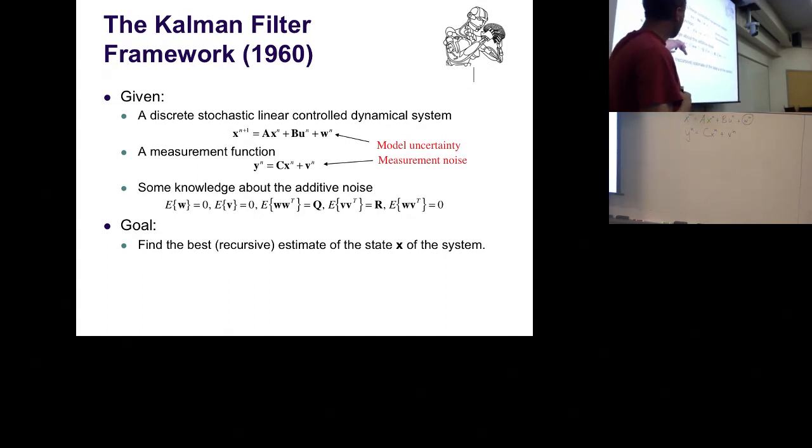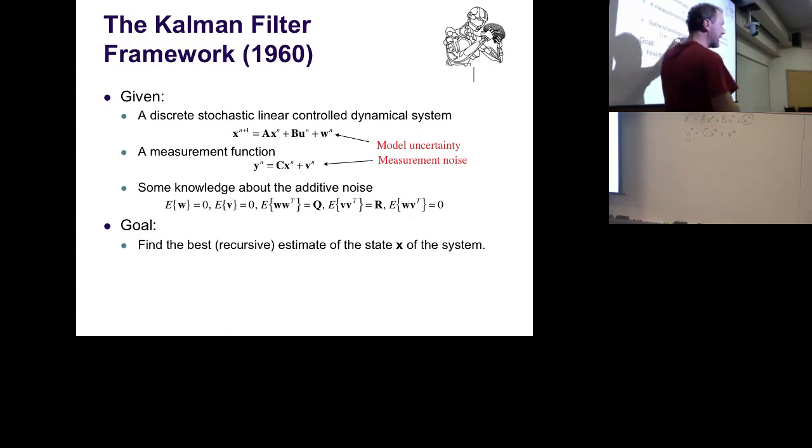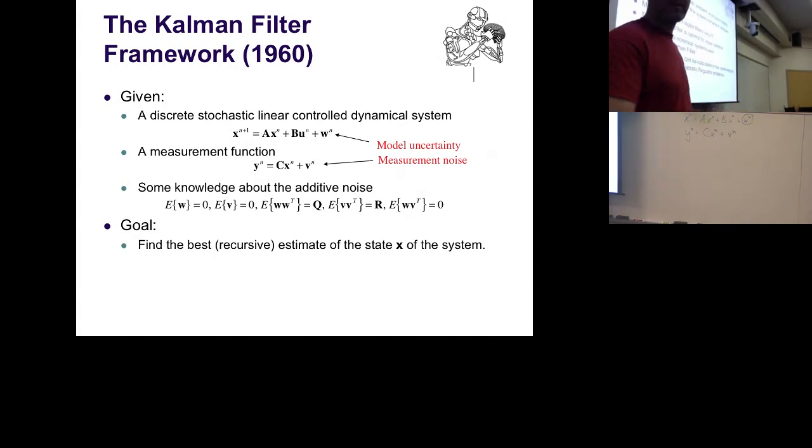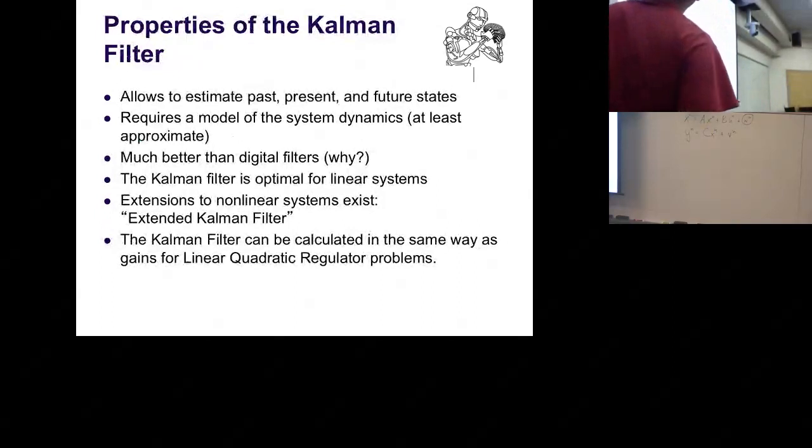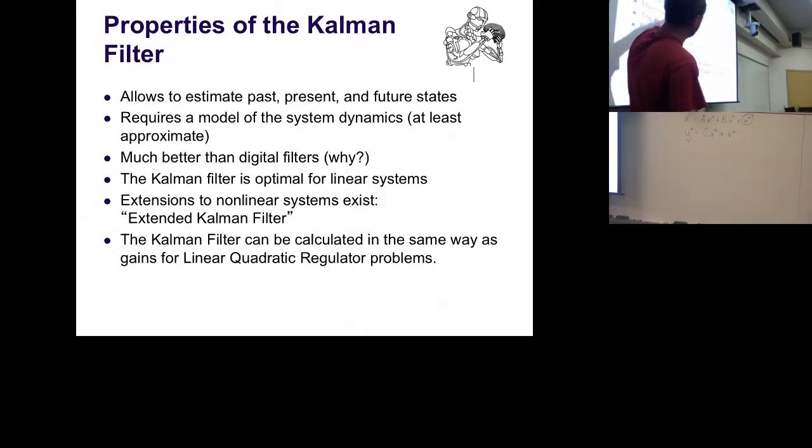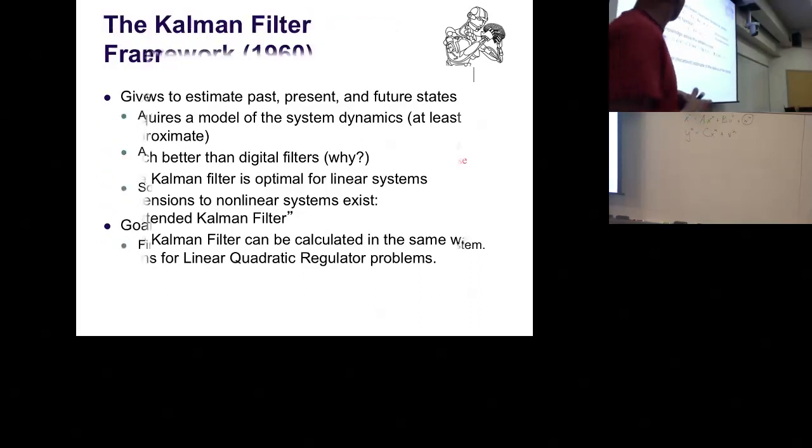Some derivations make actually assumptions about what kind of noise you have here, whether it's Gaussian noise or non-Gaussian noise, for instance. I think in the basic derivation you can avoid that. You just need to know that there's a mean 0 noise process on it. Okay, so one more time summarizing. This will allow us to estimate past, present, and future states. So where does this come from?